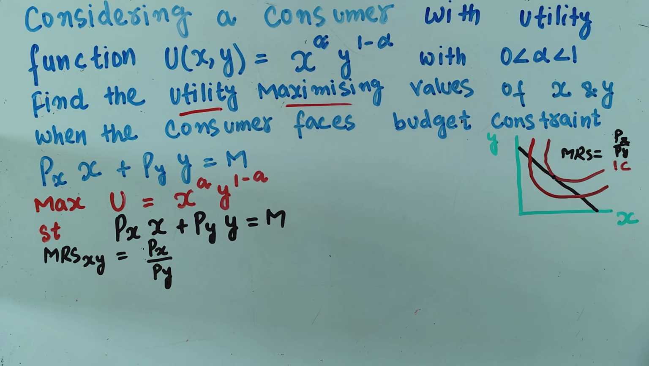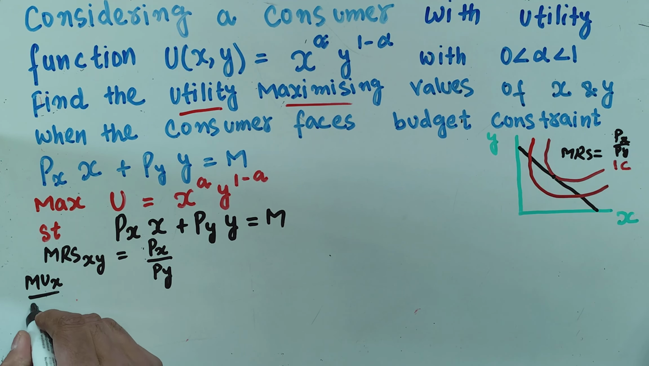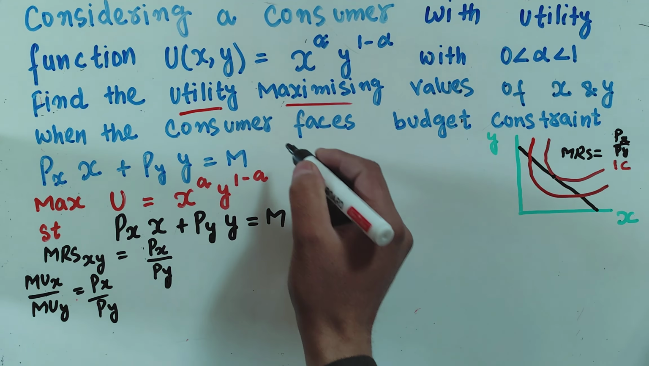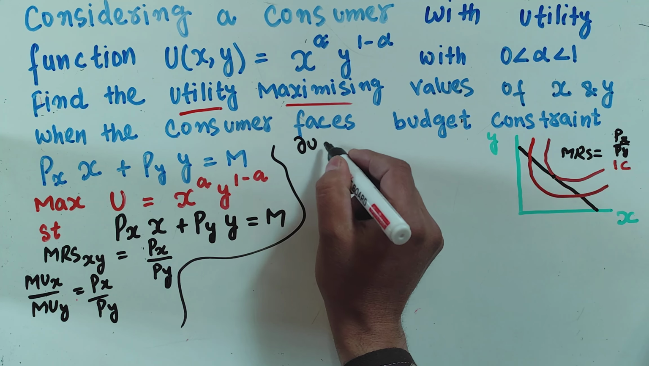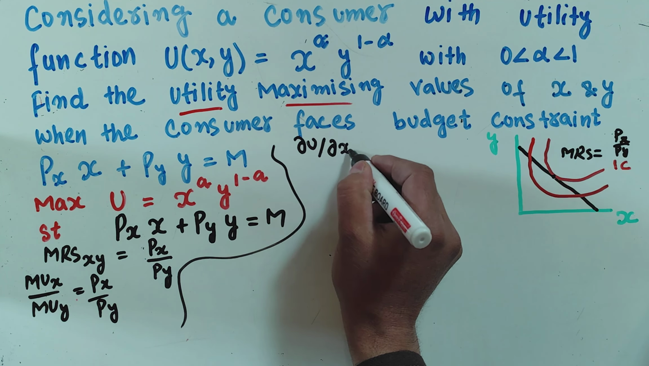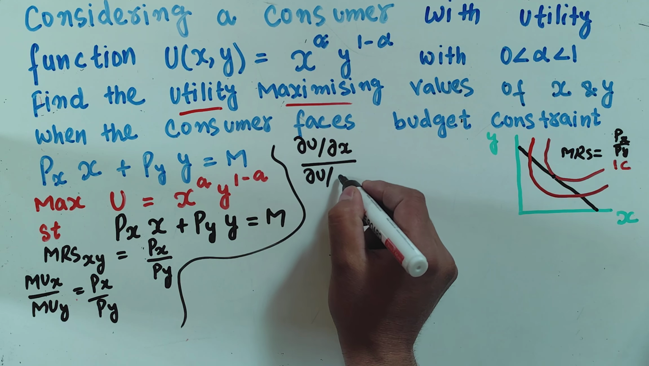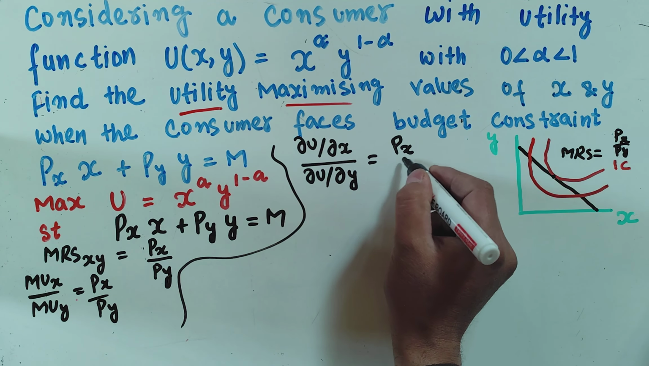MRS, as we know, is equal to the marginal utility of good x upon the marginal utility of good y, and it should be equal to price of x upon price of y. Now MUx means the change in the utility due to the change in the consumption of good x. MUy means the change in the utility due to the change in the consumption of good y. It should be equal to the price ratio.